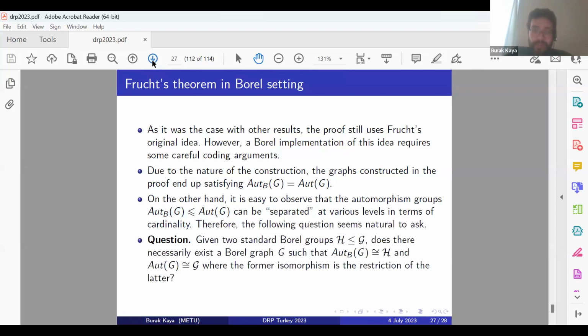difficult. So at the moment we're not working on this, and my student needs to graduate anyway. But here's a question that you can work on. Suppose that I give you two standard Borel groups. Can you come up with a Borel graph whose Borel automorphism group is the smaller one, and whose full automorphism group is the bigger one? So we know that we can separate these, but can you separate these in a given way? I don't know the answer. This is presumably a difficult question. At some point, I should start working on this, but at the moment, I don't know that.